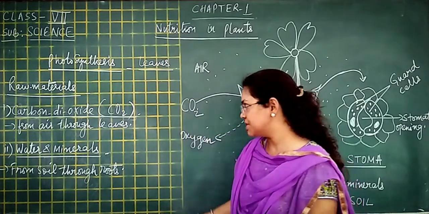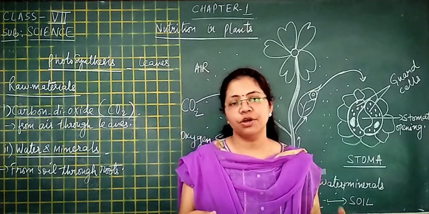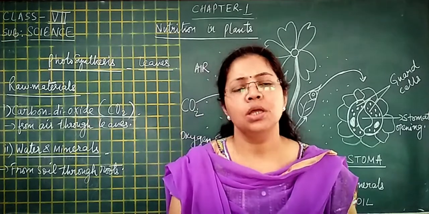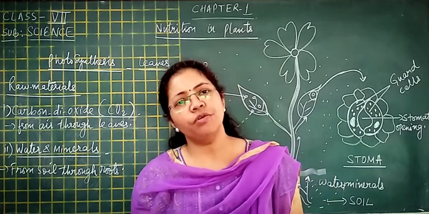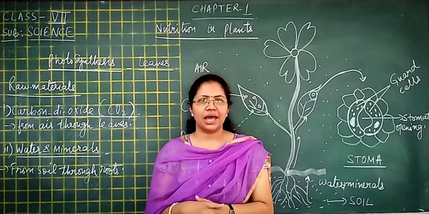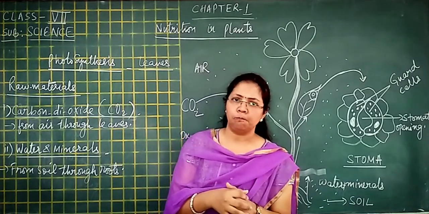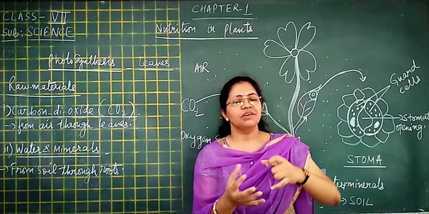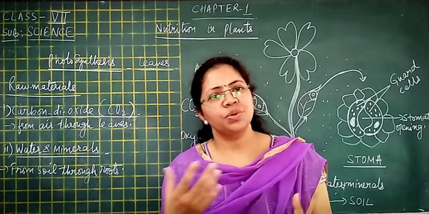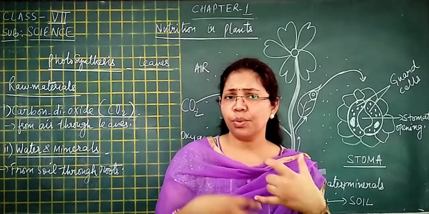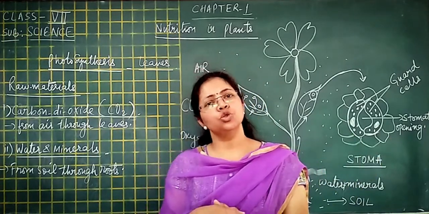So let's start with the first one, that is carbon dioxide. Carbon dioxide is one of the essential raw materials needed by plants for performing photosynthesis. Now we know that this carbon dioxide gas is present in plenty of quantity in the surrounding air. And I hope you remember that we discussed in the previous class that the sources which produce CO2, like respiration from animals and burning of substances on earth, all these things produce CO2 on earth.